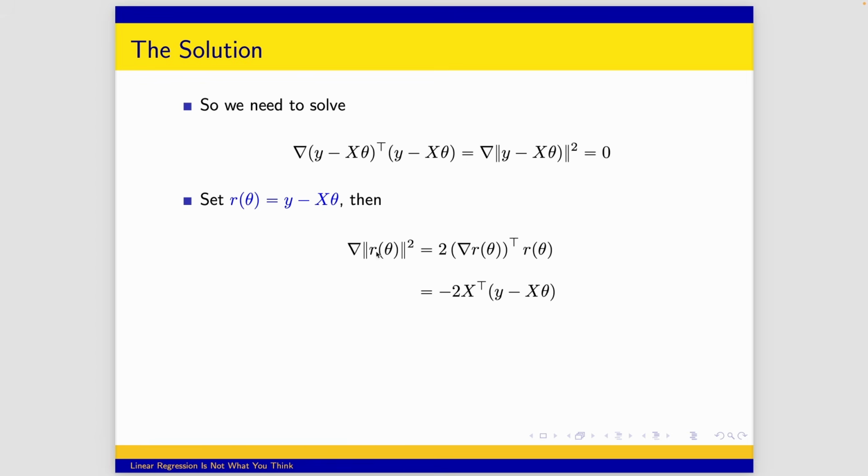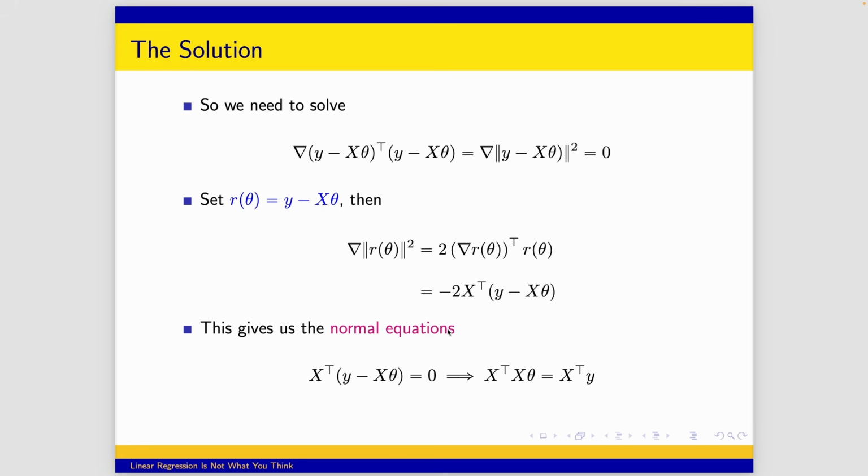Then what we're looking for is the gradient of r theta squared, the gradient of y minus x theta squared, which is given by this formula, twice the gradient of r theta transpose times r theta. So what is r theta? Well, that's just this. What's the gradient of r theta? Well, it's the gradient of this with respect to theta, right? And that's just minus x. And then we have to transpose it. So we get minus 2x transpose times this.